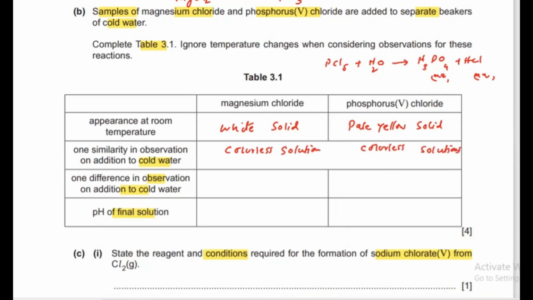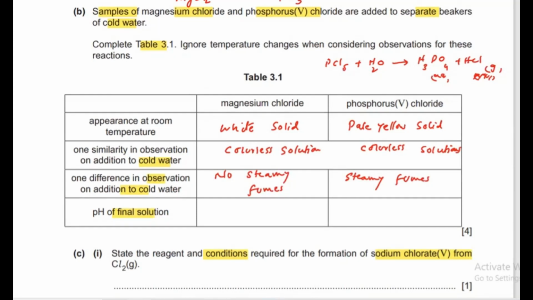One difference in observation on adding to cold water. When we dissolve magnesium chloride in water, because there is no reaction, we only get the colorless solution. But in the case of PCl5, we get white misty fumes, or steamy fumes, of HCl. So in the case of PCl5, steamy fumes, but in the case of magnesium chloride, no steamy fumes, only colorless solution. Then the pH of the final solution.